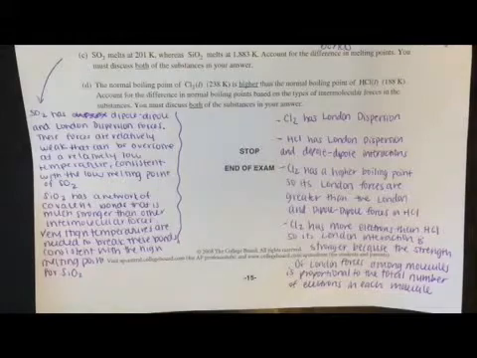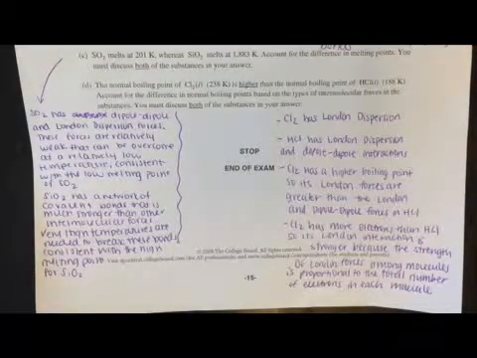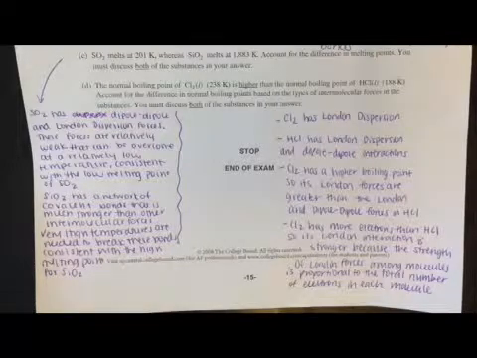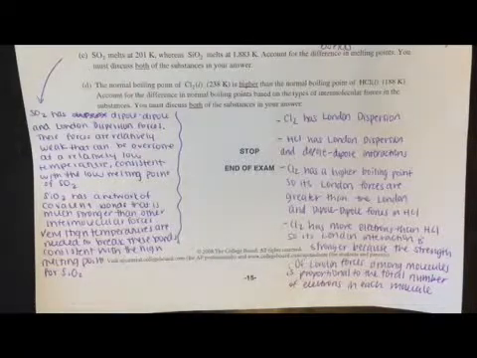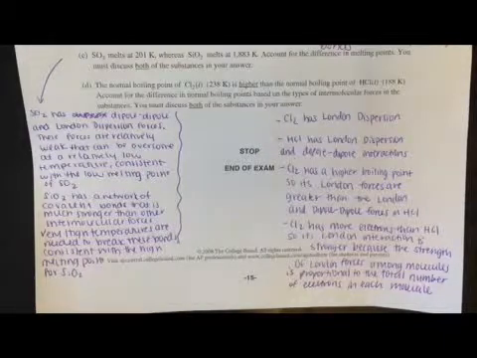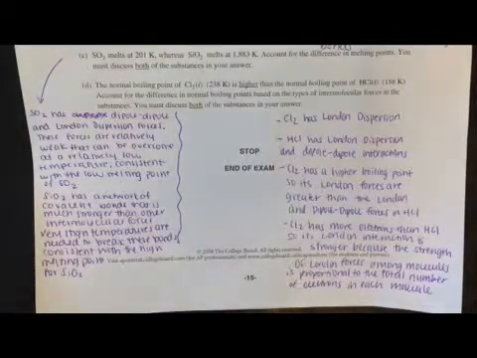Okay, so for D, they tell us that the normal boiling point of Cl2 is 238 Kelvin, which is higher than the normal boiling point of HCl at 188 Kelvin. You need to account for the differences in normal boiling points based on the types of intermolecular forces in the substances. You must discuss both of the substances in your answer for full credit.